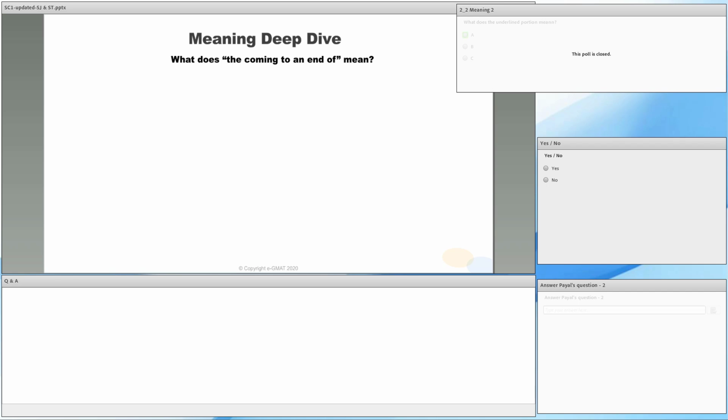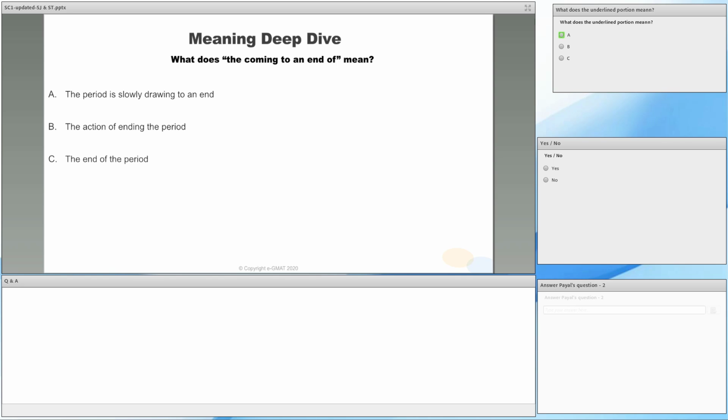let me adjust this for you. I want you to think about that underlined portion. And I want you to tell me, what does the coming to an end of mean? Look at the choices. Does it mean the period is slowly drawing to an end? Does it mean the action of ending a period? Or does it mean the end of the period? So what does the coming to an end of mean?